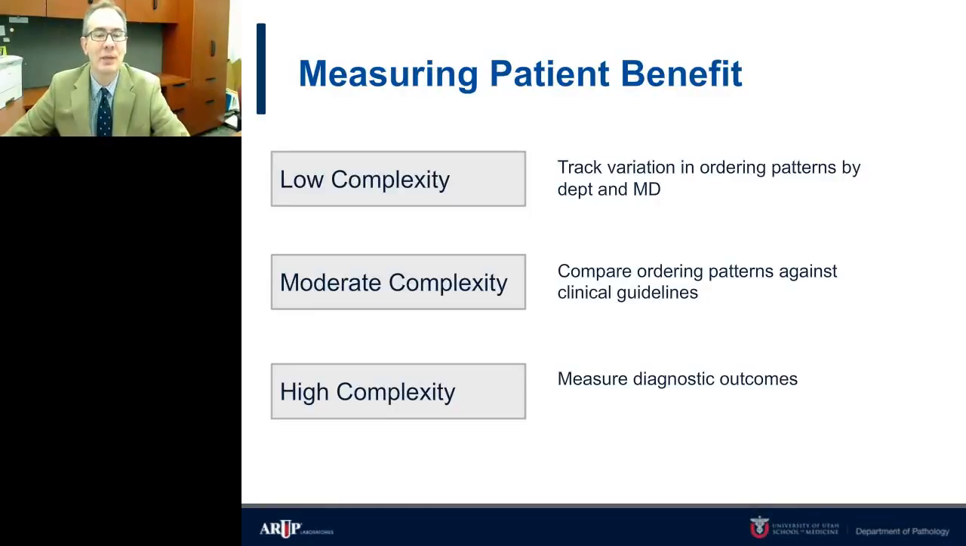Again, a low, medium, high complexity approach here. The lowest hanging fruit here would be to set up a system in your laboratory of systematically tracking variation in ordering patterns by department and by physician. And just doing those measurements, making them public, will actually have a big impact on your clinical community and on controlling the conversation about utilization of lab tests. Comparing ordering patterns against clinical guidelines is a little bit harder. But again, we should be doing that, at least in cases such as cervical cancer screening, where we have good guidelines to work with. Measuring diagnostic outcomes is something that we can keep as a pipe dream down the road. I don't think that one's going to be feasible in the foreseeable future.